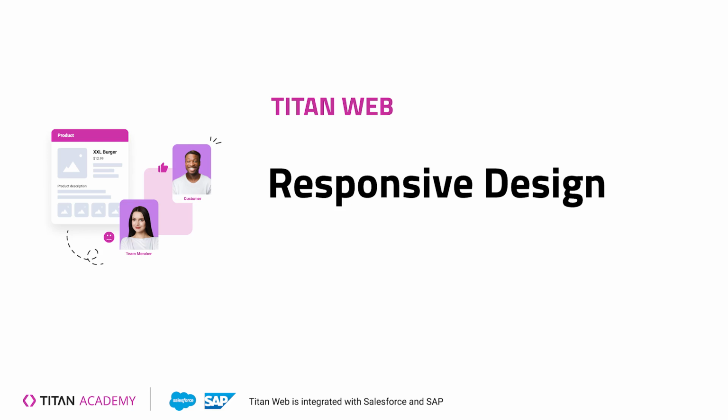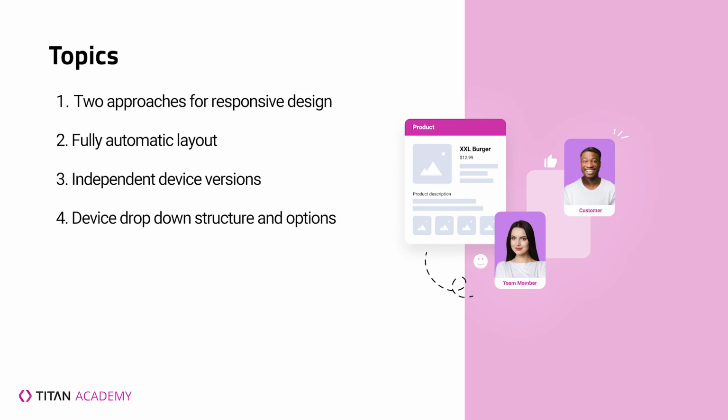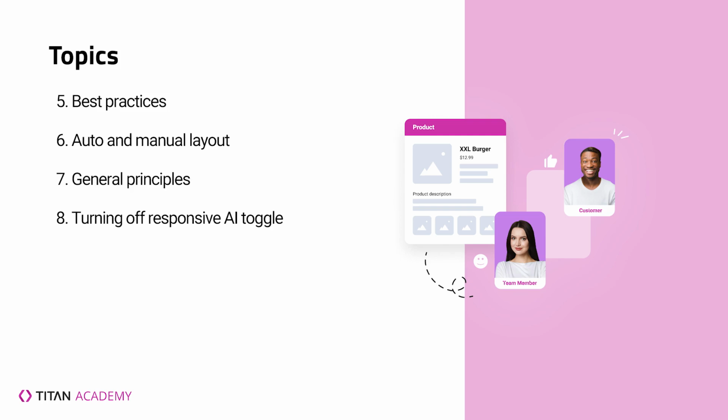In this video, we will cover responsive design in Titan Web. We will discuss the two approaches for responsive design in Titan Web: Titan's fully automatic layout and creating independent device versions, the device's drop-down structure and options, best practices, ways to set up your device versions with auto layout and manual layout, general principles, and turning off the responsive AI toggle.